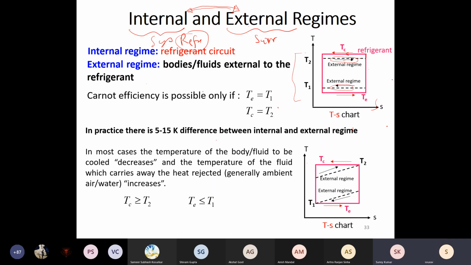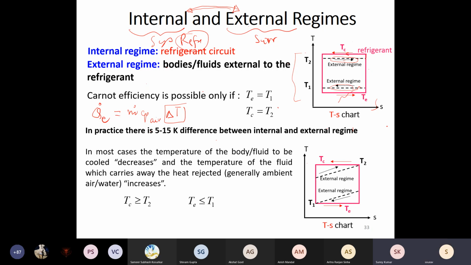But let's say you are blowing air over this evaporator coil. So if the evaporator coil has a cooling capacity Q dot, and air is being blown over it, then Q dot equals m dot Cp of the air times delta T. So this external regime itself will also undergo a finite amount of delta T. It will not remain horizontal.